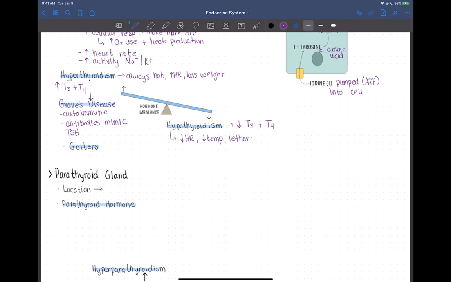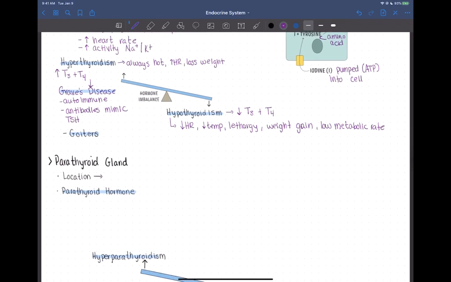All right, so lethargy, weight gain. All right, and that would be associated with hypothyroidism. And so we'll say low metabolic rate because their body isn't going through that much cellular respiration. Okay, good. So that's hyperthyroidism, hypothyroidism.